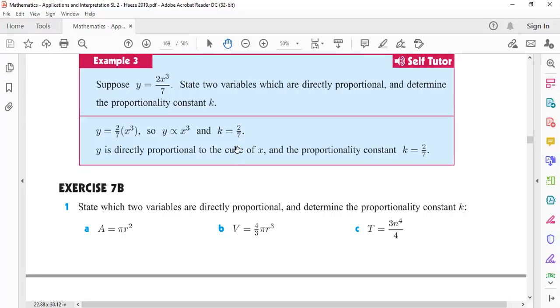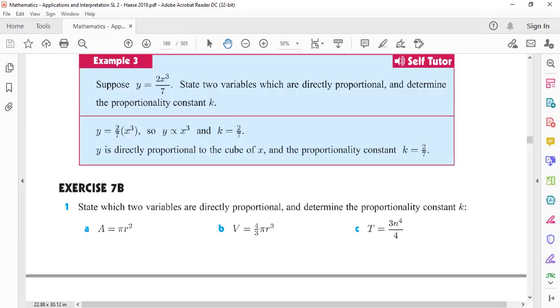Got it? Yeah. So in 1a, I can say A is directly proportional to r square, where k is pi, that is constant. Same thing here in B part, V is directly proportional to R cube. So that means volume is directly proportional to cube of the radius, where 4 pi upon 3 is the constant. Fine. So what about C now?